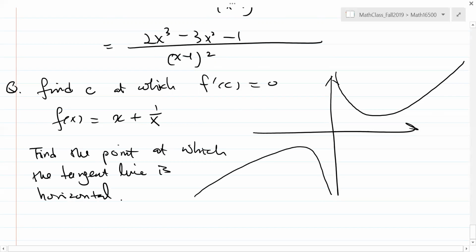So if you look at the picture, I think I'm going to get 2 points, 2 solutions, because this is right, the tangent is horizontal. I should have 2 solutions if I know the graph.